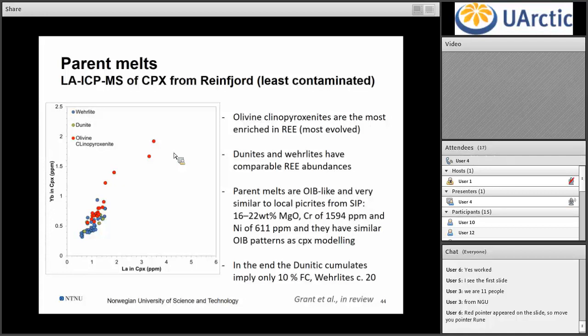And as a matter of fact, when we are modeling these melts from the composition of CPX, we can see that the CPXs in Reinfjord produce melts that are very similar to the most primitive picrites in Reinfjord. The most primitive picrites have 16 to 22 weight percent MgO. They have a lot of chromium, 1594 ppm, and also a lot of nickel, 611 ppm. All of them have similar trace element distribution patterns comparable to ocean island basalts.